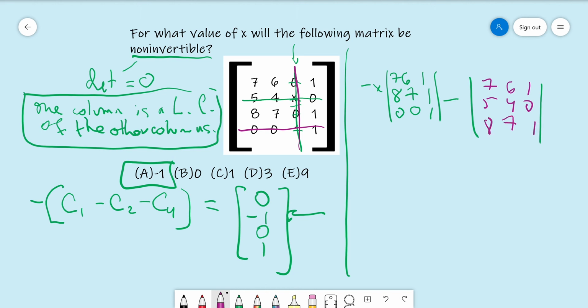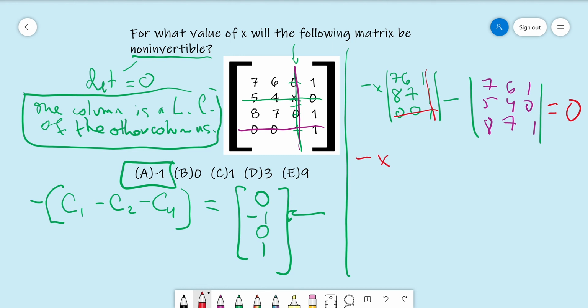Okay, well, what's the determinant of this first matrix? We can expand on this third row, well, 0, 0, and then 1. So 1 times the determinant of 7 times 7, 49, minus 6 times 8 is 48. That's just 1. So this will give us minus x. By the way, we want to set this whole thing equal to 0.